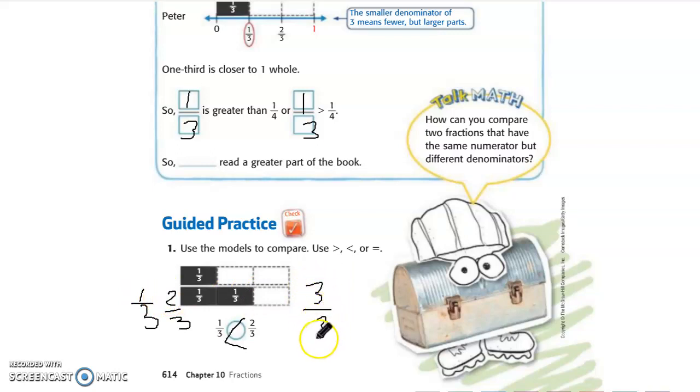Or let's say they gave you 3/3 and they're asking you to compare 1/3 to 3/3. Well, I know that 3 is greater than 1. When the denominator is the same, then all I'm doing is a quick check at my numerator and deciding which is bigger, which is smaller.